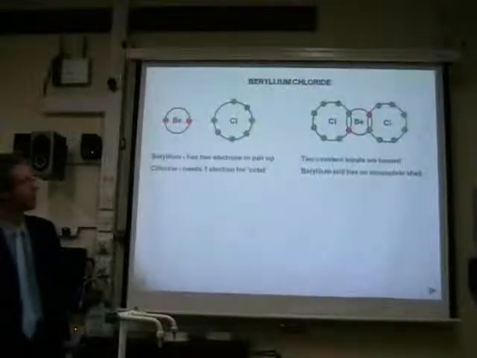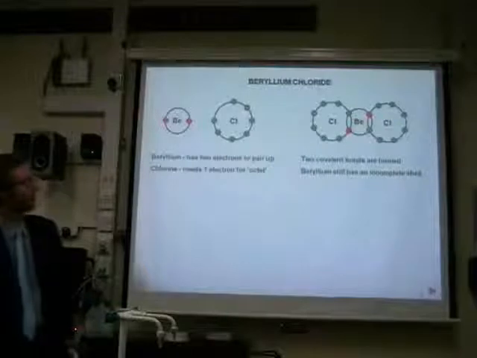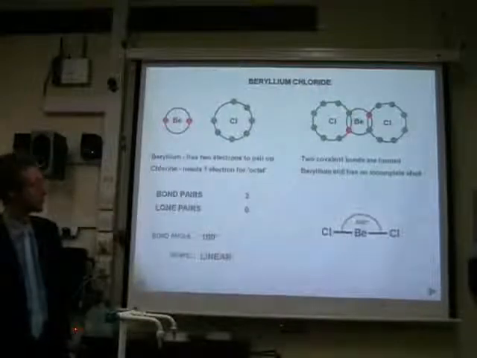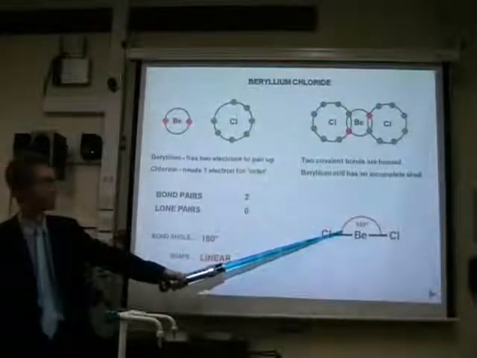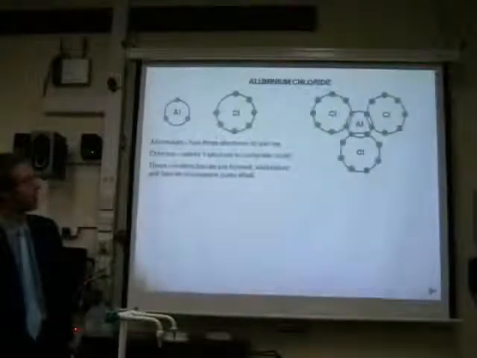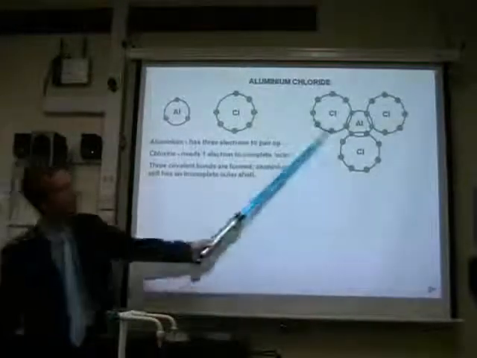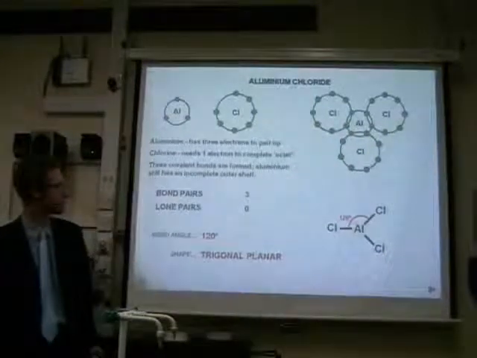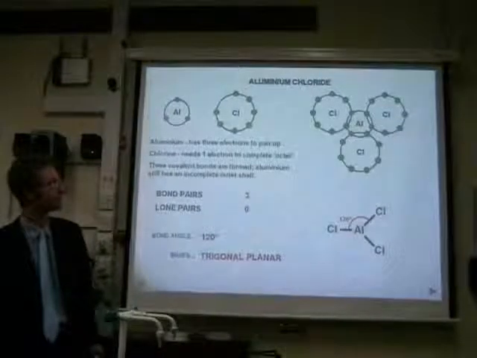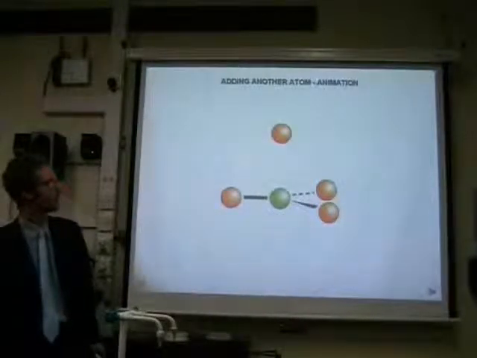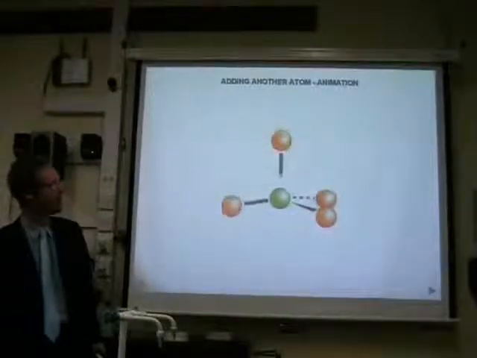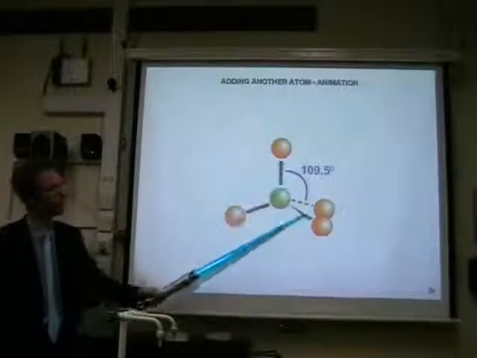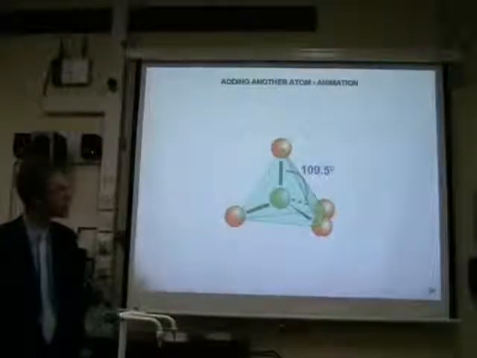So, let's consider them one at a time. Beryllium chloride is covalently bonded, 2 pairs of electrons. They're as far away from each other as possible, 180 degrees. Aluminium trichloride, 3 bond pairs, as far away from each other as possible, 120 degrees. Trigonal planar. If you add another atom to that, then these are going to get repelled downwards a little bit. This is 109.5, and this is your tetrahedral structure.